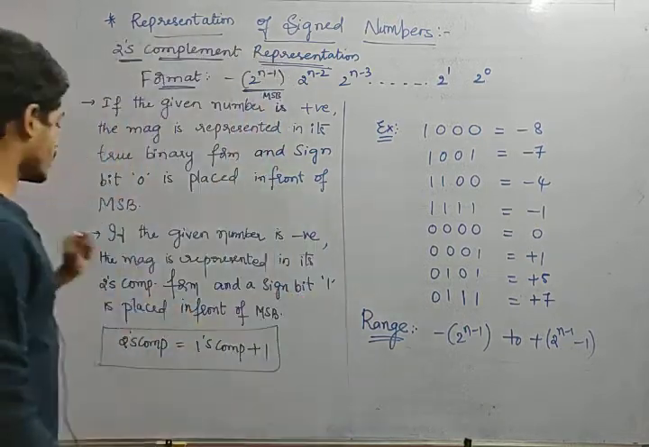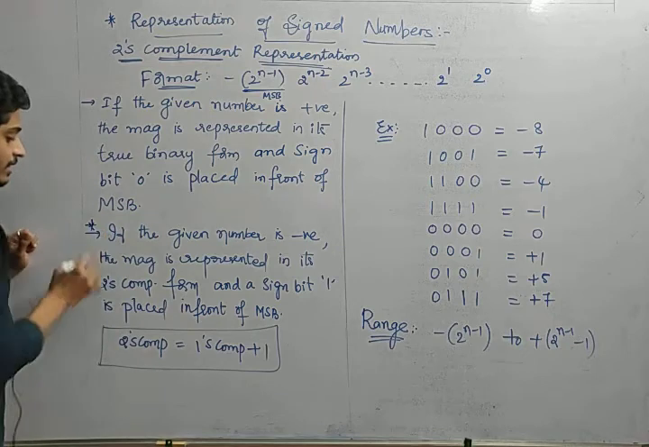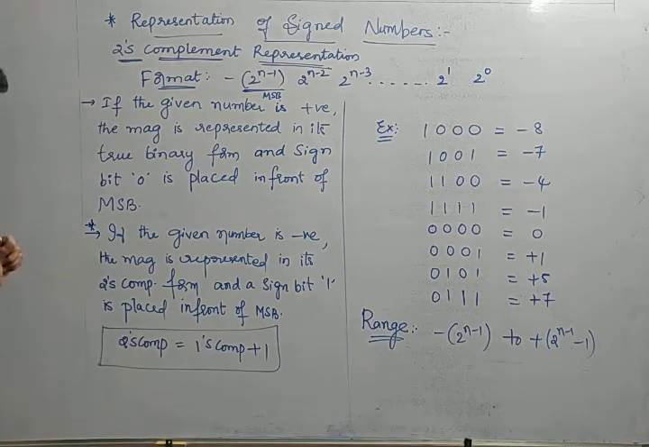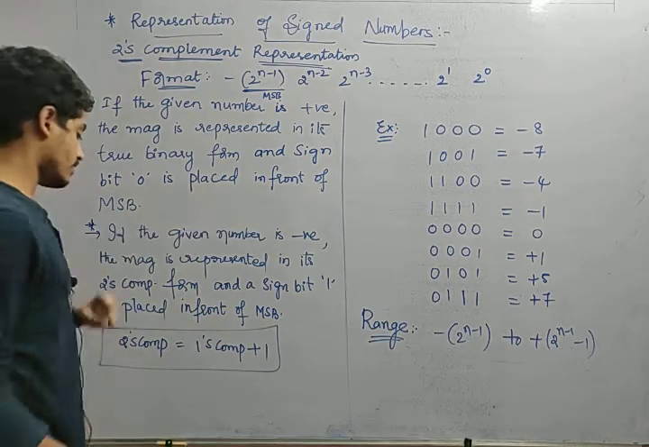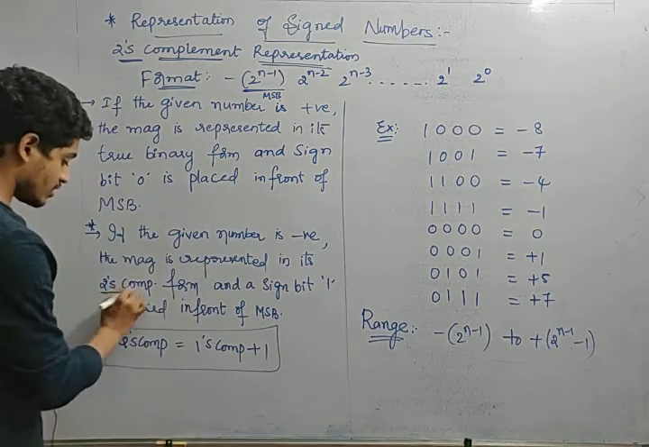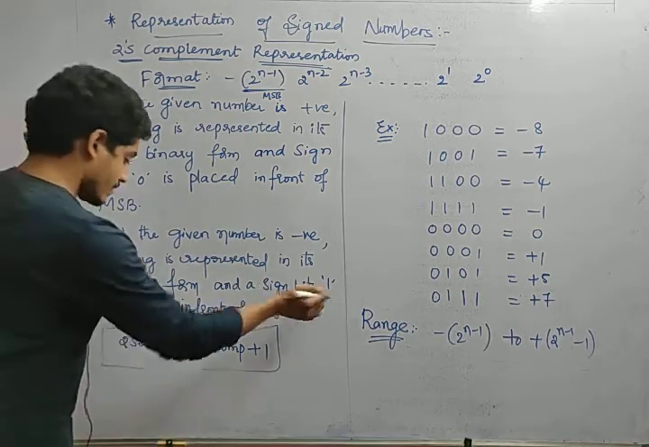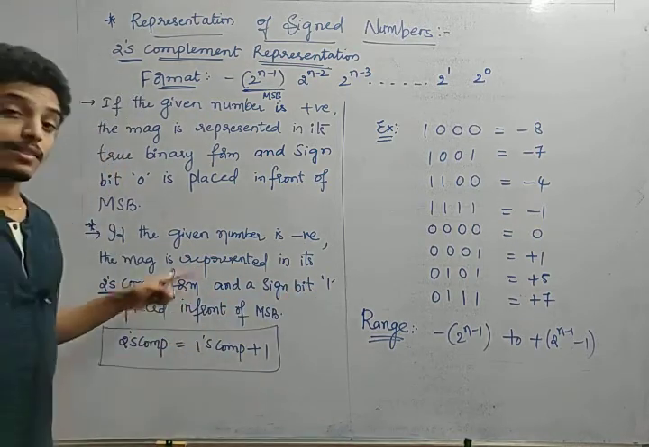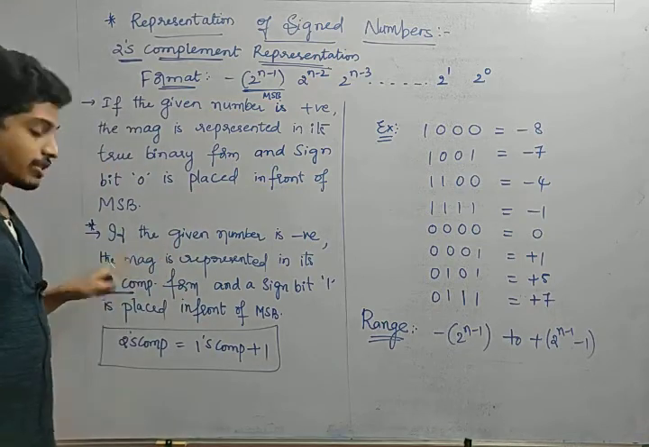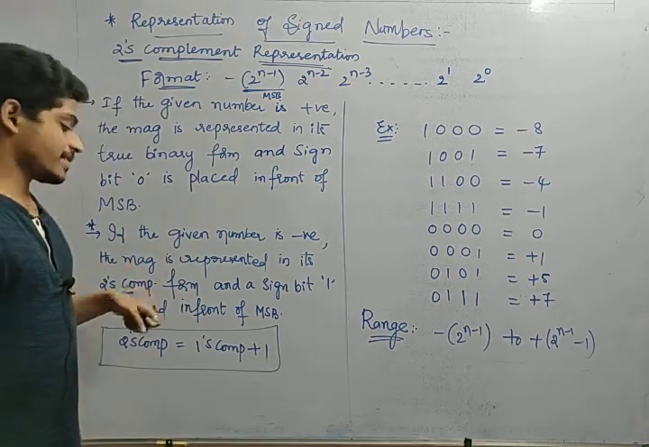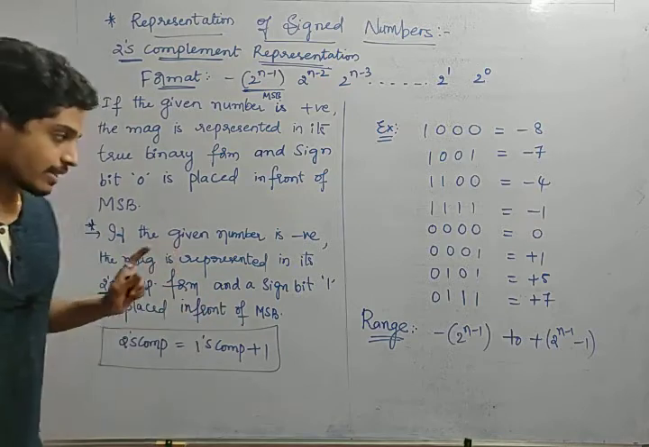Now here the statement changes. If the given number is negative, the magnitude is represented in its 2's complement form and a sign bit 1 is placed in front of the MSB. There it will be represented in 1's complement form. Here it will be represented in 2's complement form. That's all. Everything is same.